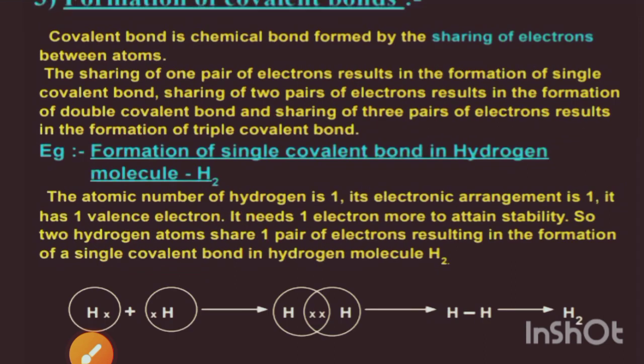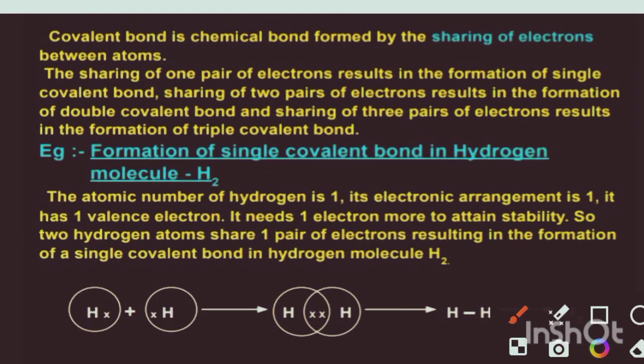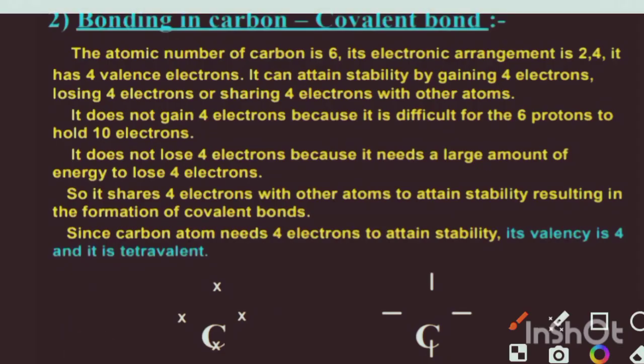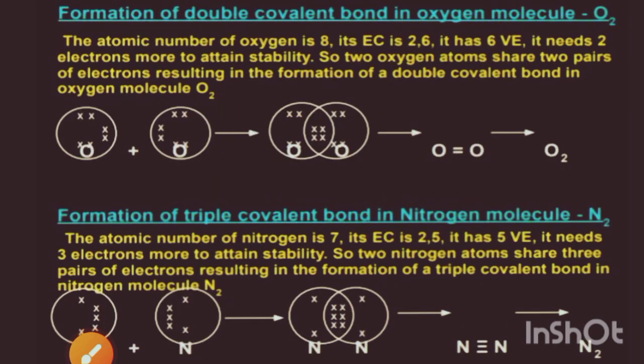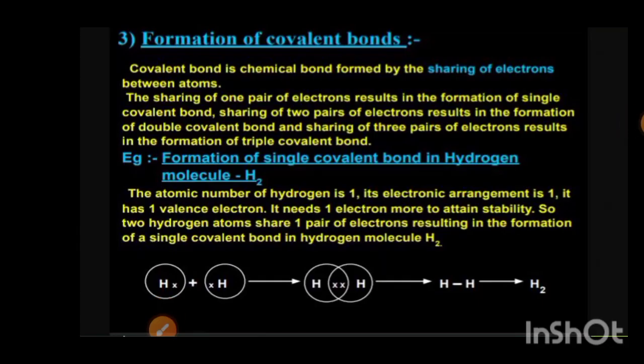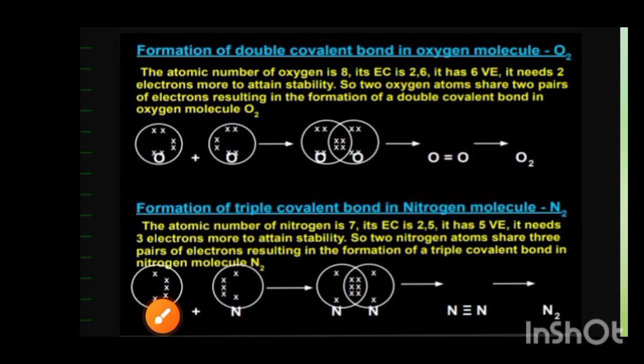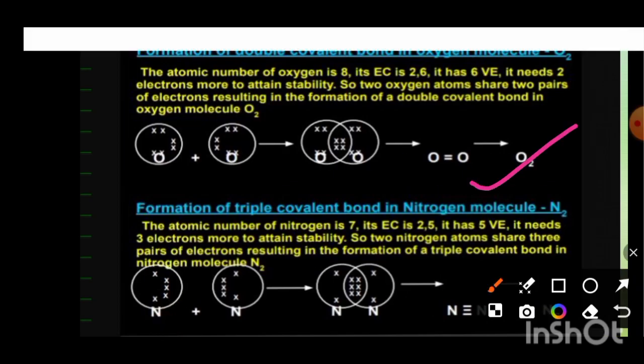Now next slide: formation of covalent bonds. The formation of a covalent bond occurs by sharing of electrons. How does a covalent bond occur? By sharing of electrons. A covalent bond is a chemical bond formed by the sharing of electrons between atoms. Now see the formation of a covalent bond in hydrogen. It forms a single bond. Next, formation of a double bond. An example of a double bond is oxygen, and a triple bond is nitrogen.